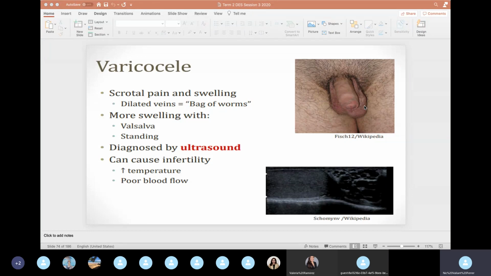So what if I have a varicocele, you ask? It can cause infertility because it increases the temperature of your scrotum, and you can have necrosis, ischemia, due to poor blood flow. When I say varicocele, you say bag of worms diagnosed by ultrasound. So what if I have this one? It can cause infertility.